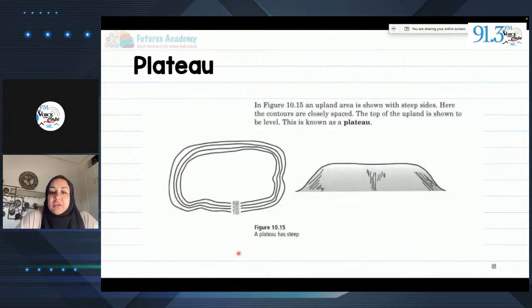Okay, then the next one, a plateau. So Table Mountain, for example, is an indication of more of a mesa, but we can say that it has a very flat top. So very similar in terms of what a plateau would look like. A plateau has a very flat-like top, but very steep sides. And how is it indicated? It has a huge, massive section in the center, and the sides are extremely close to each other.